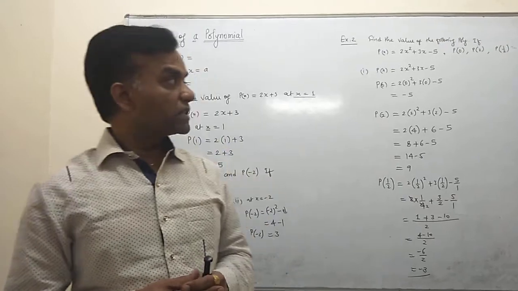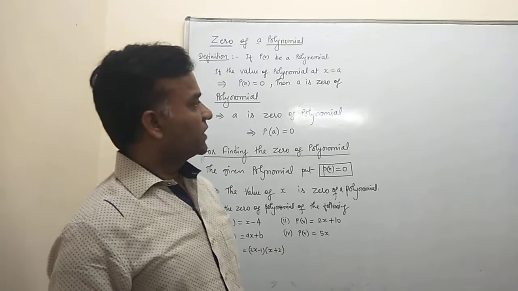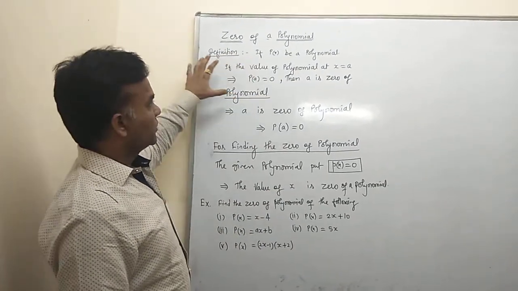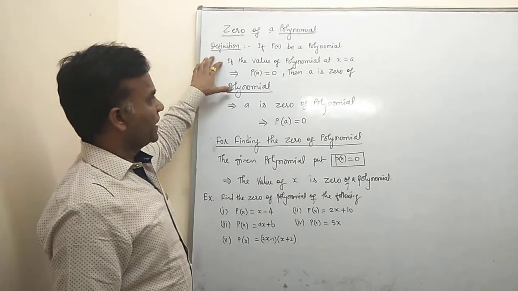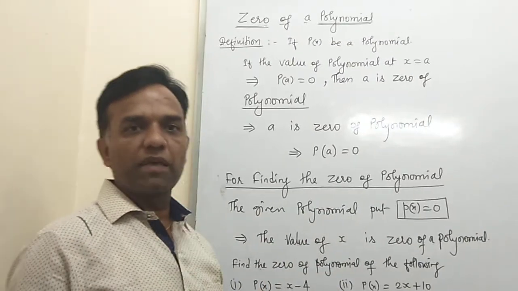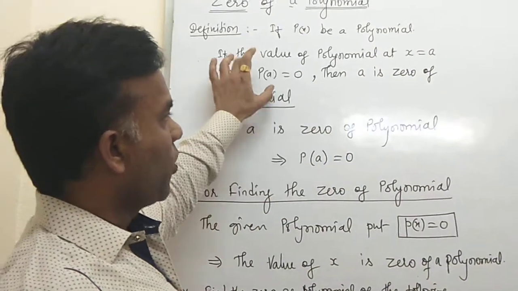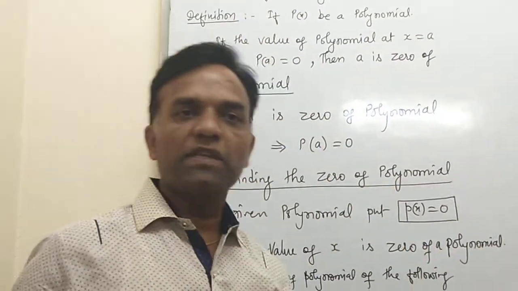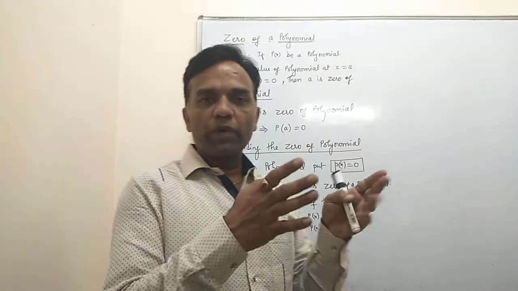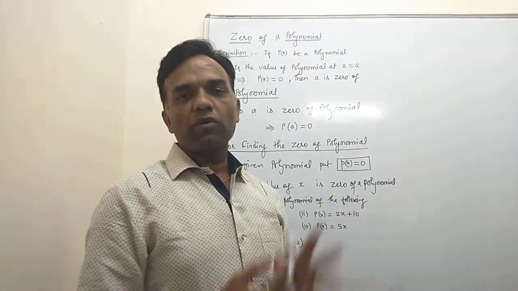Okay, now here we continue with the second point: zero of a polynomial. This is the second topic of polynomials. First, how do you define the term zero of a polynomial? If p of x is a polynomial, and the value of the polynomial at x equal to 1 comes out to be 0, then that value is called the zero of the polynomial.